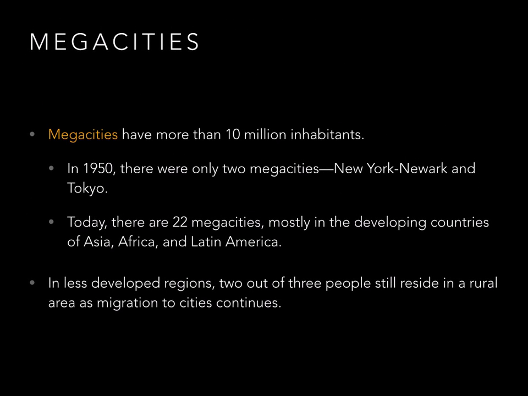Megacities. Megacities are urban areas that have more than 10 million inhabitants. In 1950, there were only two, the New York, Newark area and Tokyo, Japan. Today, there are 22 megacities, mostly in developing countries in Asia, Africa, and Latin America. In the less developed regions of the world, 2 out of 3 people still reside in a rural area, but migration to cities is increasing.